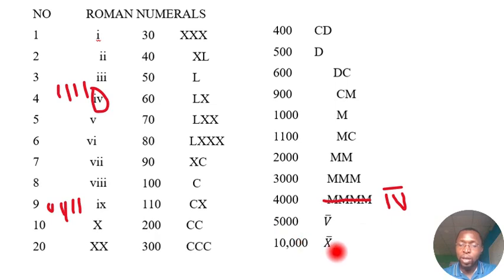Okay, 10,000 is X bar. Instead of saying X bar, 10,000 can also be expressed as V bar, so you can still express your 10,000 as V bar, it's 5000 plus 5000. Okay, but the most accepted one is X bar. So this is just a table for Roman numerals that guides our rules of addition. All right, that guides our rules for addition.